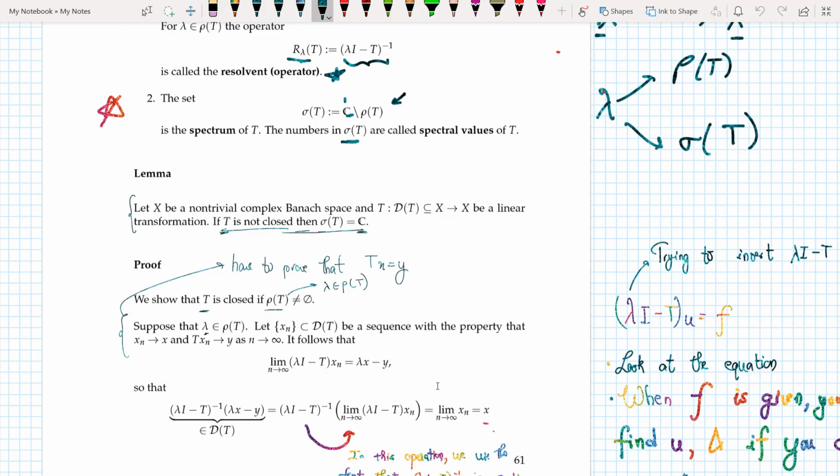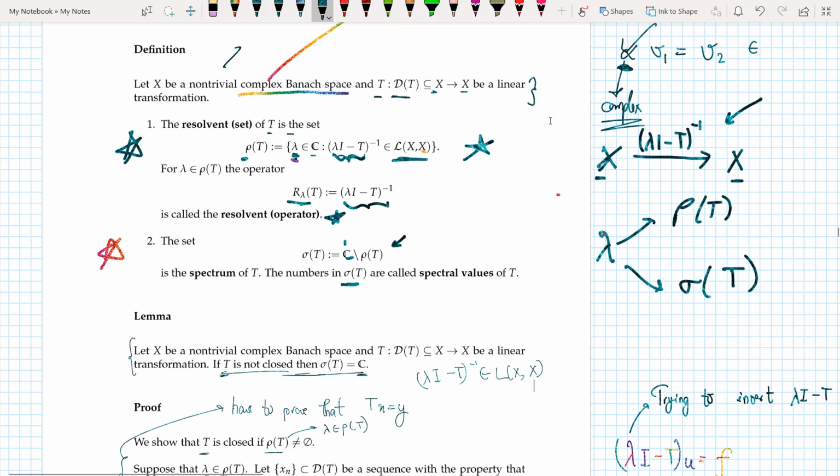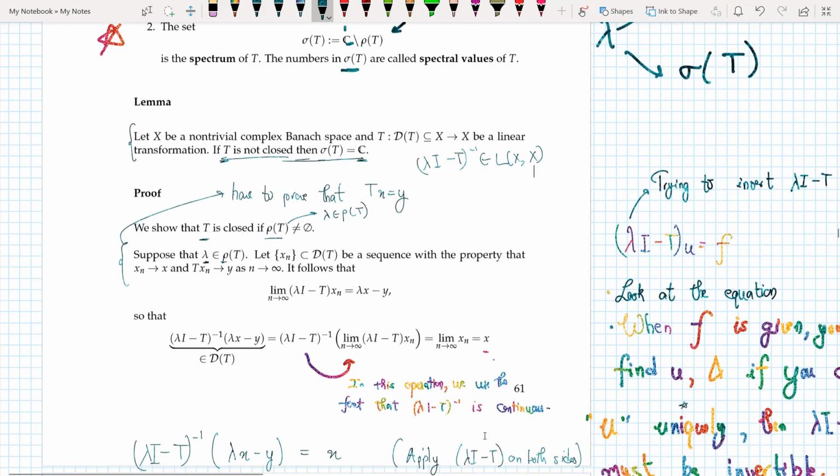So now, let's take a lambda belonging to the resolvent set, which means that (lambda I minus T) inverse belongs to L(X). Because that was my definition. I defined it like this: T is defined from the domain of T to X, and the resolvent is the set of all lambda such that (lambda I minus T) inverse is from X to X. Now, let x_n be a sequence with the property that x_n tends to x and T x_n tends to y as n goes to infinity. So I am given a sequence x_n which converges to x, and T x_n which converges to y as n tends to infinity.